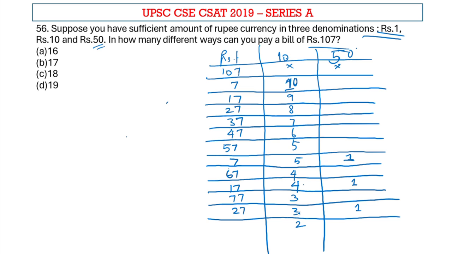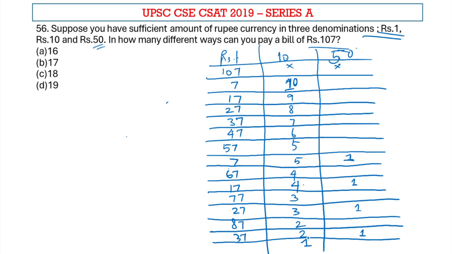Now reducing it further, 2 notes of 10 rupees, 1 note of 50 rupees. We are getting 20 and 50. No, first we'll follow the same pattern. We are just using two notes of 10 rupees, that is 20, and the remaining 87 rupees can be paid with 1 rupee notes. Now we can use 2 10 rupee notes and the remaining 1 50 rupee note. So this will be 50 plus 20, that is 70. So the remaining 37 can be paid with 1 rupee notes.